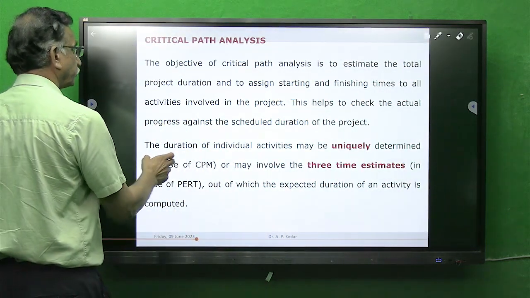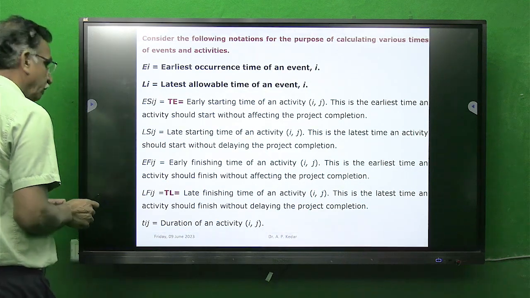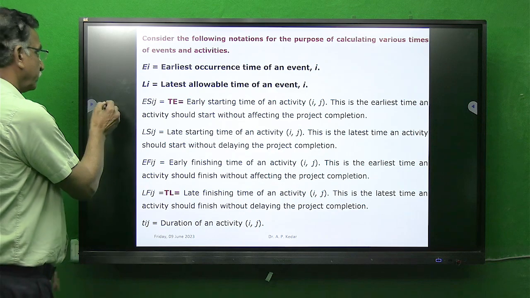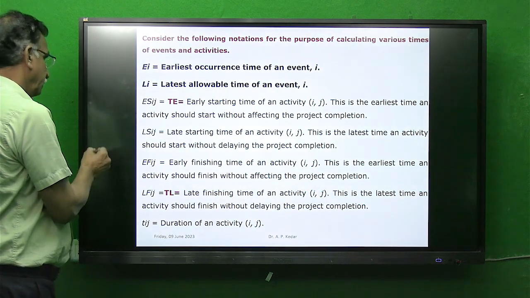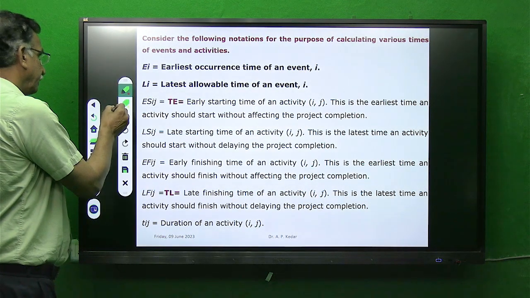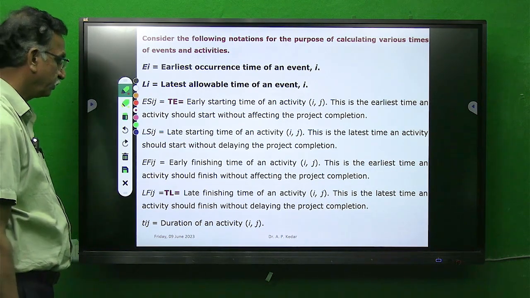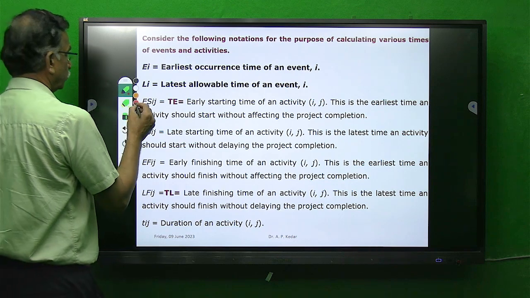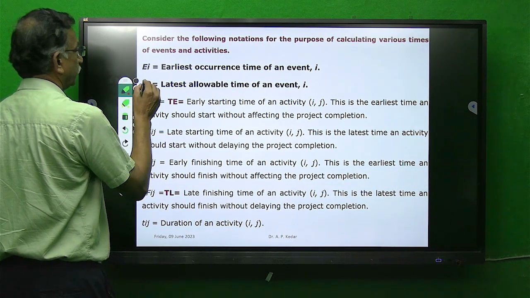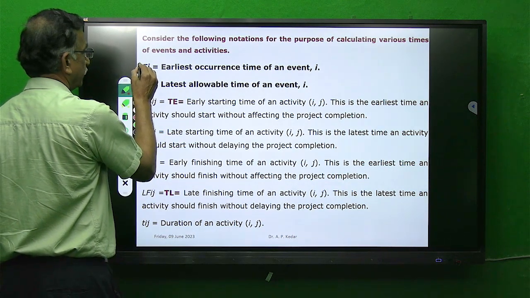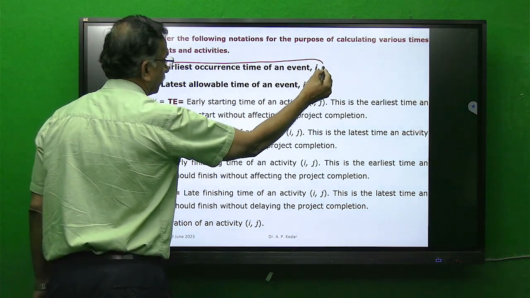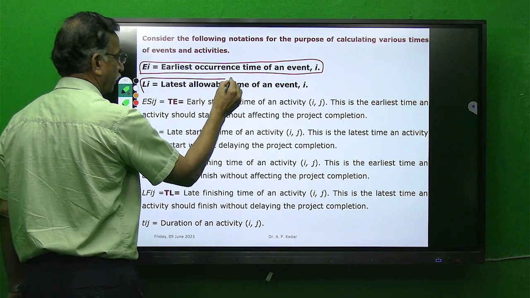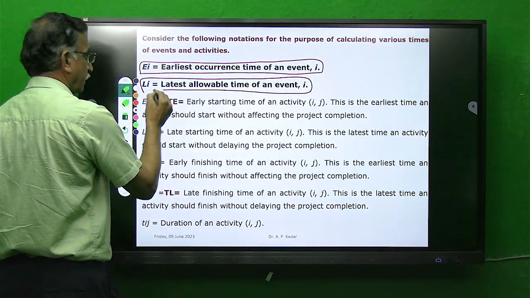Now consider the following notations for the purpose of calculation. This is now understanding from the mathematical analysis point of view. Here these 2 terminologies are very important: one is EI and the other is LI.